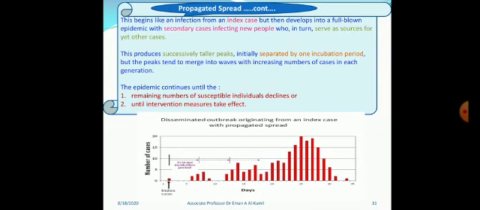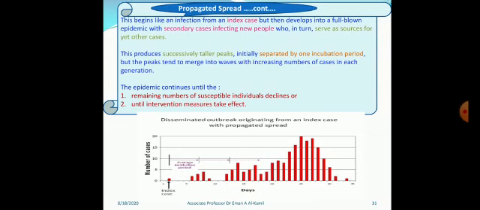This produces successively taller peaks initially separated by one incubation period, but the peaks tend to merge into waves with an increasing number of cases in a generation. So the epidemic continues until the number of remaining susceptible individuals declines or finishes, or all the people get the infection or get immunized, or certain control measures or interventions stop the infection.